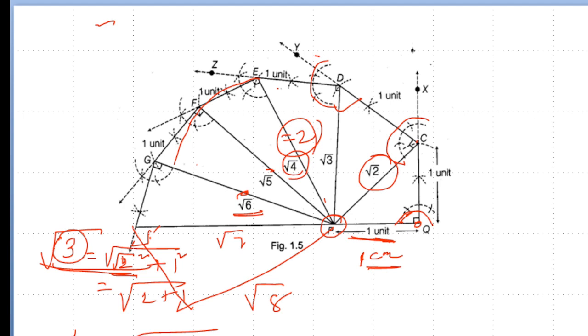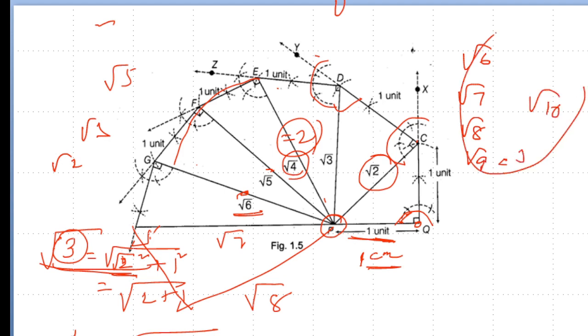Now come to another concept which is in your book, that is how we will make the square root of a positive real number on a number line. These are all irrational numbers we make: root 2, root 3, root 5, root 6, root 7, root 8, root 9, root 9 is 3, root 10. All these irrational numbers, we came to know how to put on the number line.